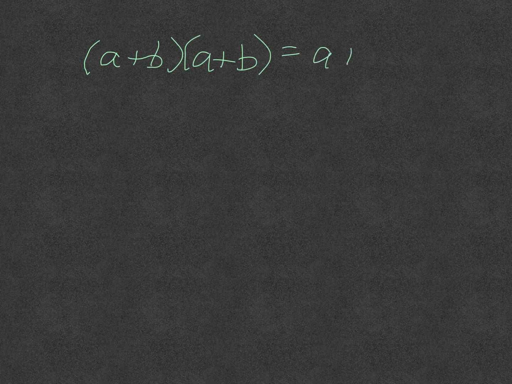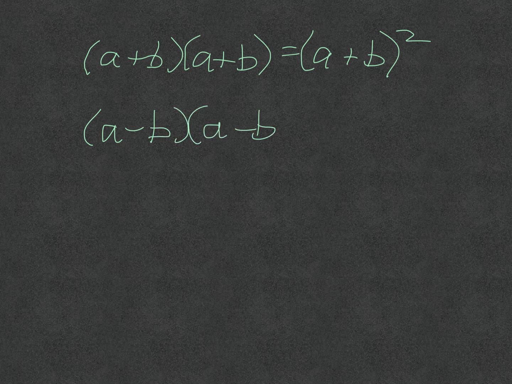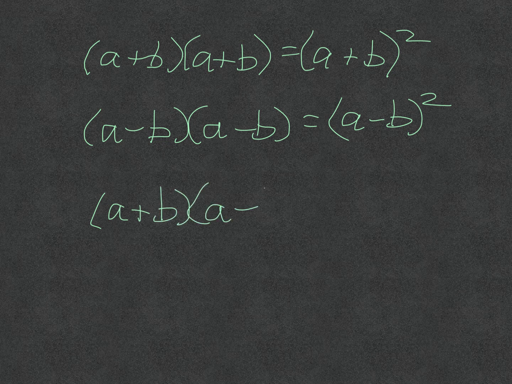The next thing is what we call special products. And these special products take the following forms. a plus b times a plus b, which is equal to a plus b squared. And so you'll see it either way. And then you have a minus b times a minus b, which you'll often see as a minus b squared. And then finally, the last one is where you have a plus b times a minus b.